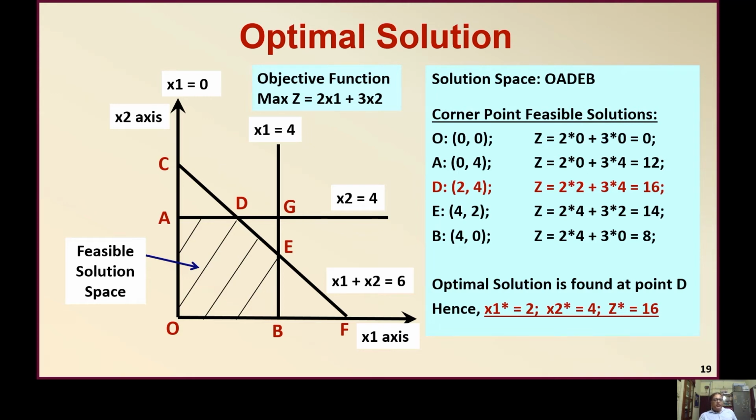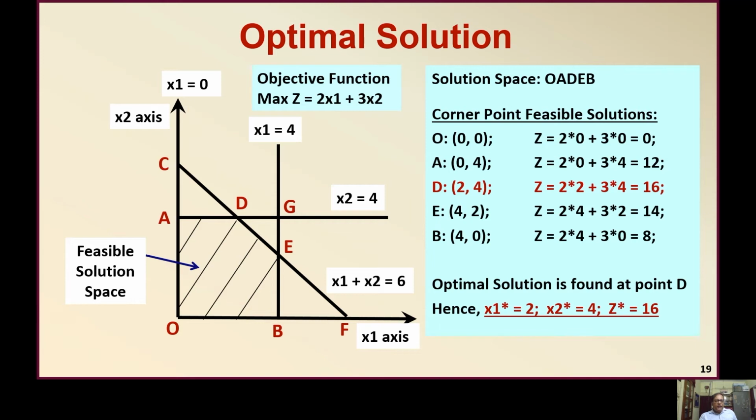What is the value at point D? It is 2, 4. That means x1 equal to 2 and x2 equal to 4. Alright, so how did we get 2, 4? Because this line is x1 plus x2 equal to 6 and this line is x2 equal to 4. So they cut at x2 equal to 4 definitely. So if we put x2 equal to 4, we get x1 equal to 2. So D value is 2, 4. And the Z value will be 2 into 2. Why 2 into 2? Because 2x1 plus 3x2, x1 equal to 2, x2 equal to 4. So the value at point D is 2 into 2 plus 3 into 4 equal to 16.